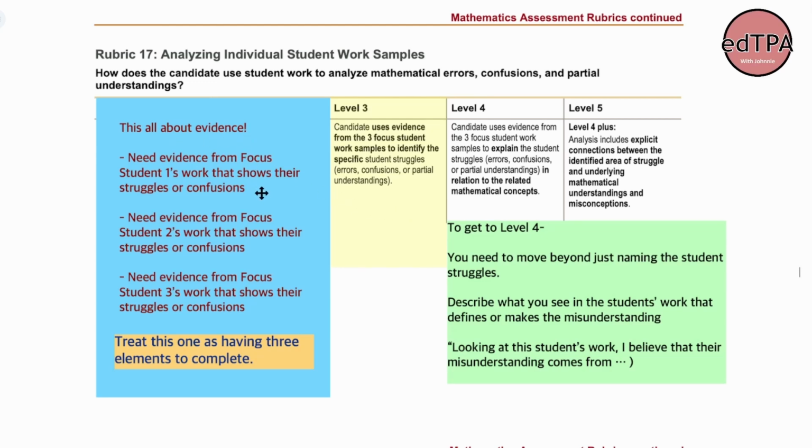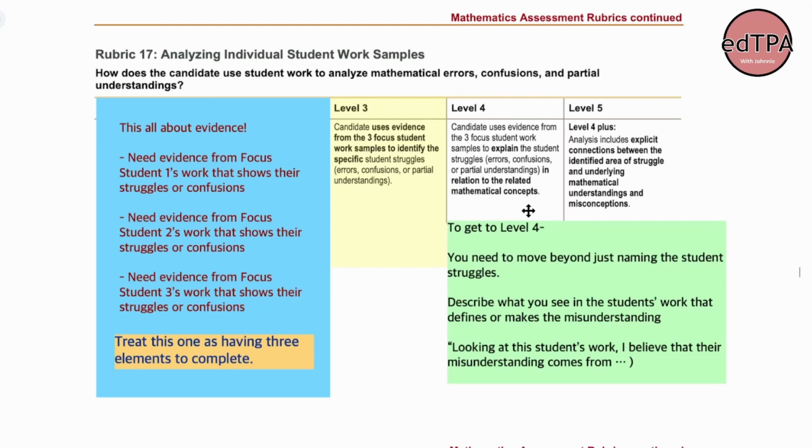This is all about evidence. You need evidence from Focus Student 1's work that shows their struggles or confusions. You need evidence from Focus Student 2's work that shows their struggles or confusions. And you need evidence from Focus Student 3's work that shows their struggles or confusions. So think about this as 3. Address each one of them separately. I suggested writing a paragraph for each.